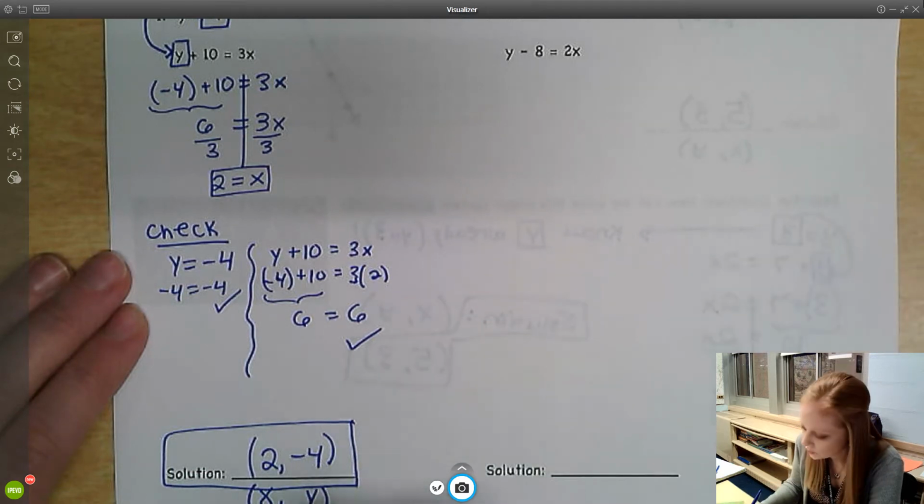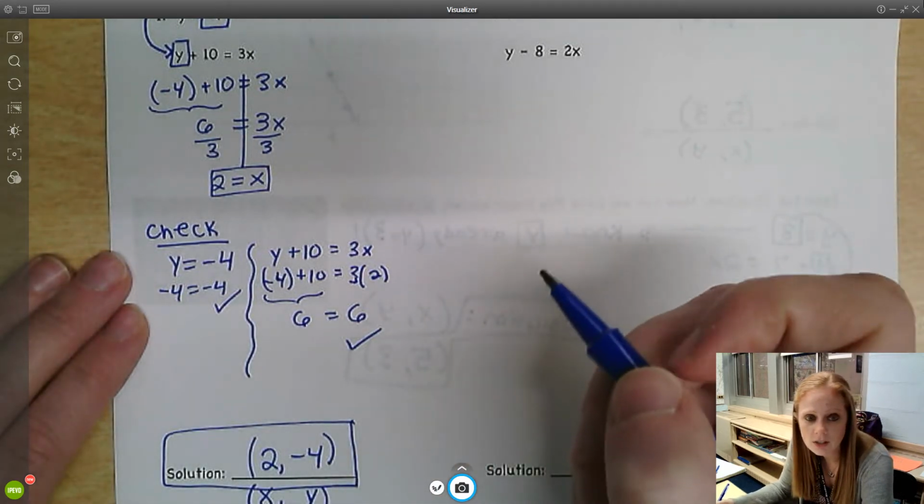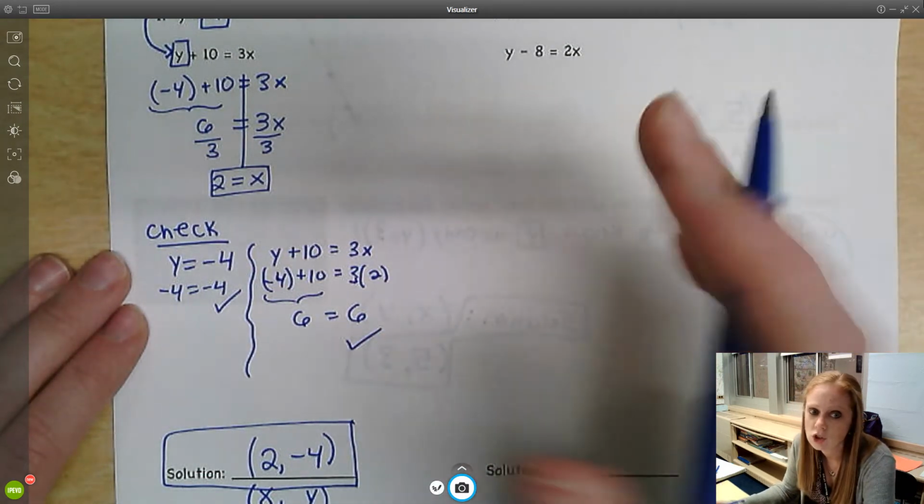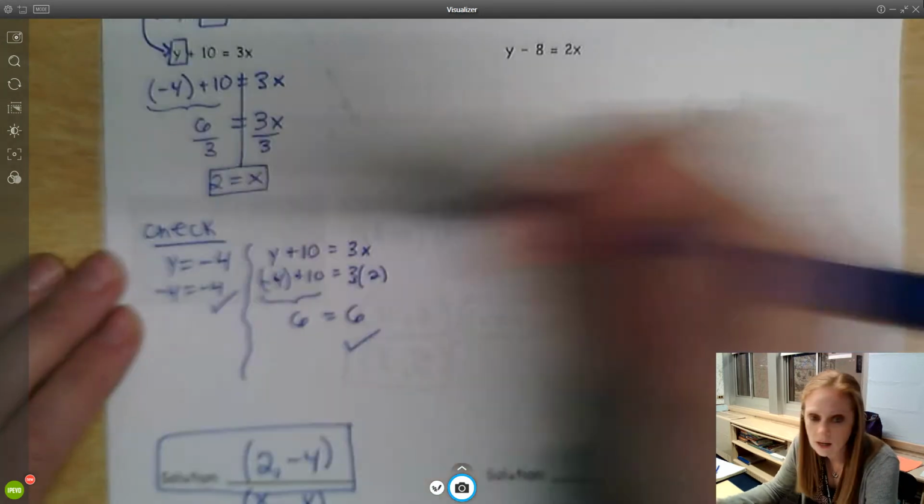Again, to check, you take your solution, the x and y values, and you plug them into both equations. Wherever you see an x and a y, you plug in those numbers, and it should balance and check out. That means that this point is indeed on both of those lines.